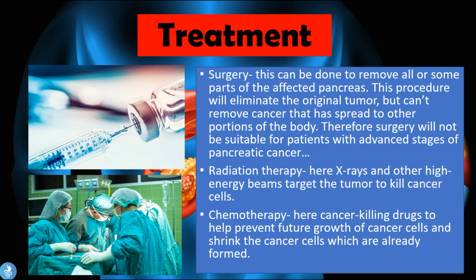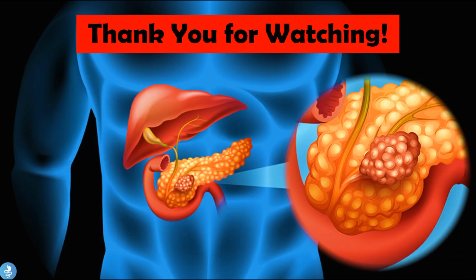We can also do radiation therapy. Here, X-rays and other high-energy beams target the tumor to kill cancer cells. And we can also try chemotherapy. Here, cancer-killing drugs can help prevent the future growth of cancer cells and can actually shrink the cancer cells which are already formed. And that brings us to the end of this video on pancreatic cancer.